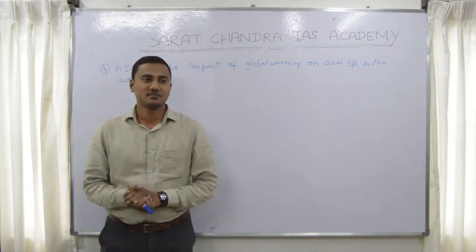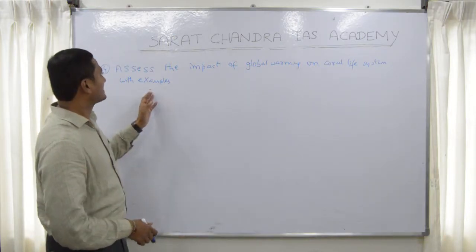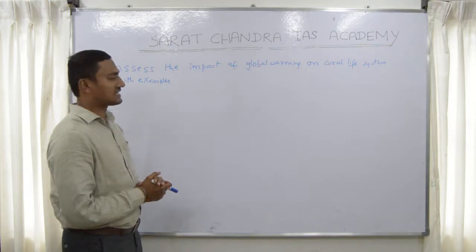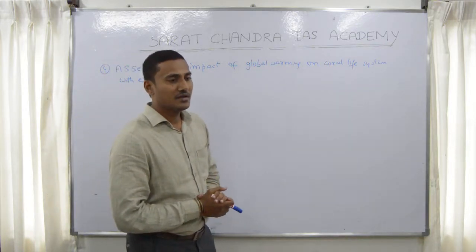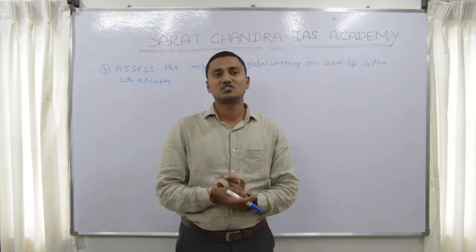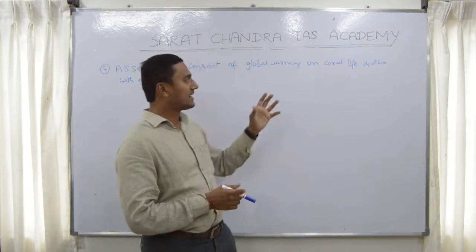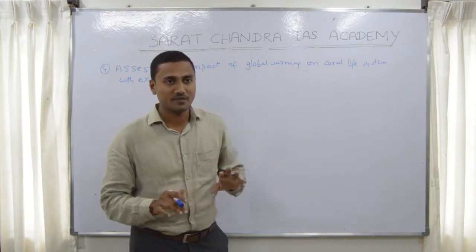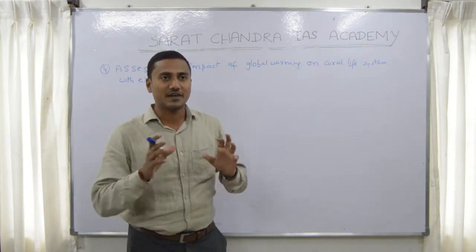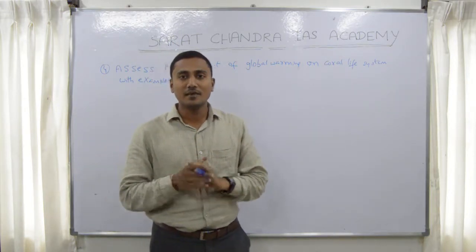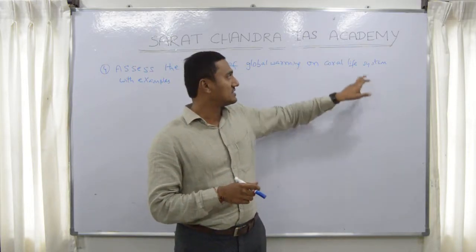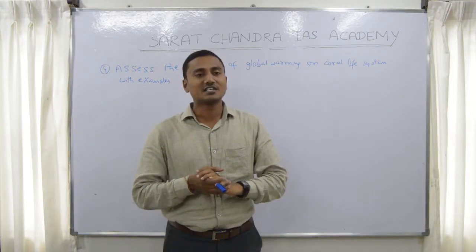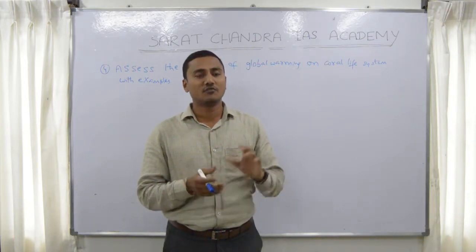Fourth question: assess the impacts of global warming on coral life system with examples. Generally, the common tendency of most students is that when they look at a question, they will be excited. For example, they know about global warming, so they will start writing about all the facts they know about it. Some geography students, when they see coral life system, write many points about the coral life system. But such people will not get any marks for this question.